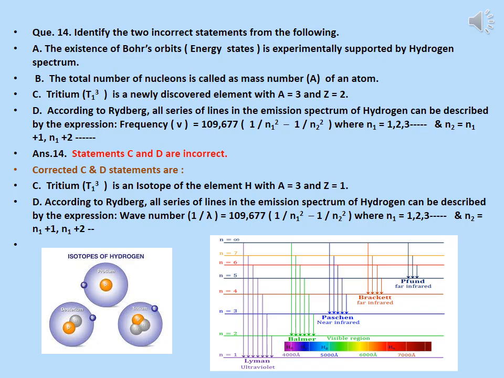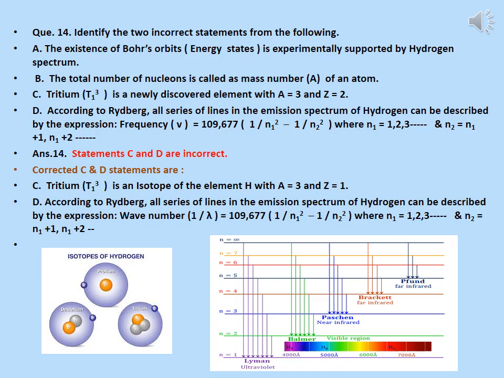According to Rydberg, all series of lines in the emission spectrum of hydrogen can be described by the expression wave number, not frequency, wave number nu bar, which is equal to 1 by lambda is equal to 109,677 into 1 by n1 square minus 1 by n2 square, where n1 is equal to 1, 2, 3, etc. and n2 is equal to n1 plus 1, n1 plus 2, n1 plus 3, etc.